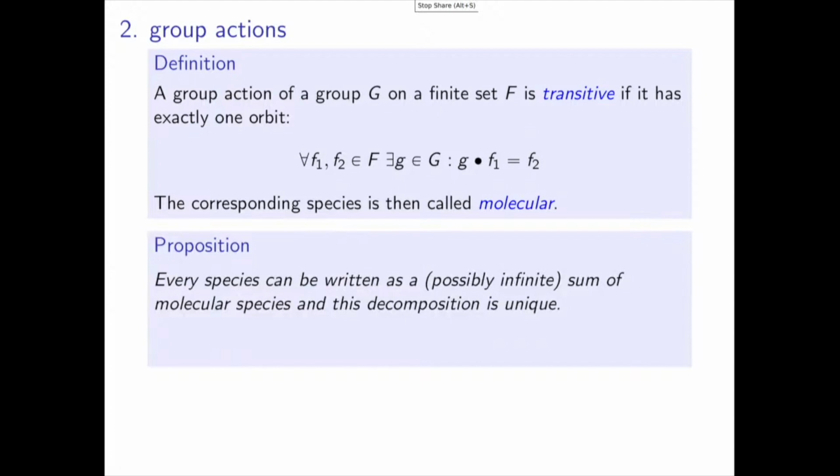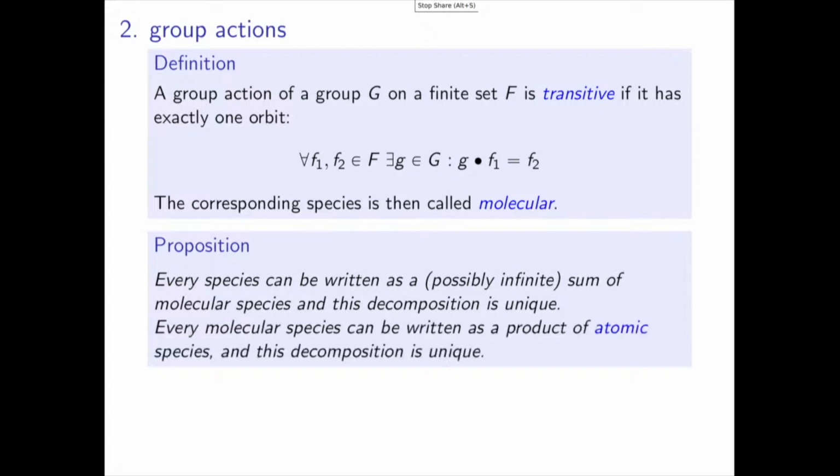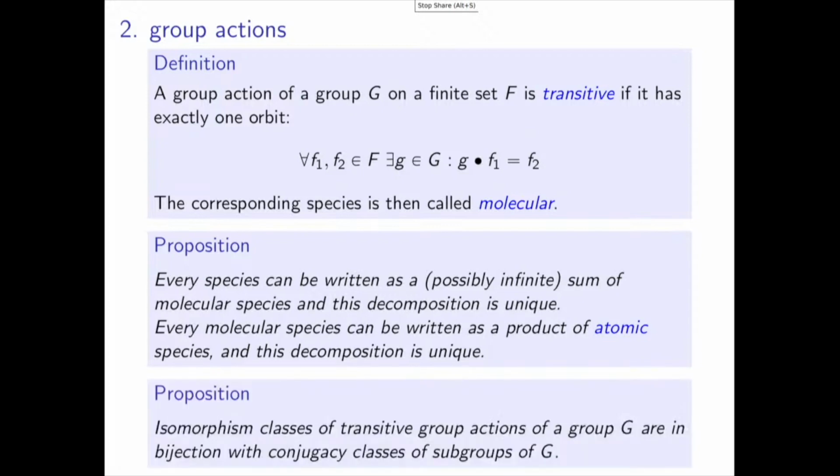And it's then almost obvious that every species can be written as an infinite sum of molecular species. And this decomposition is also unique. That's how it should be. And every molecular species can be written in a unique way as a product of atomic species. So that's where the language comes from. And this decomposition is unique up to reordering, of course, because we're in a commutative setting.